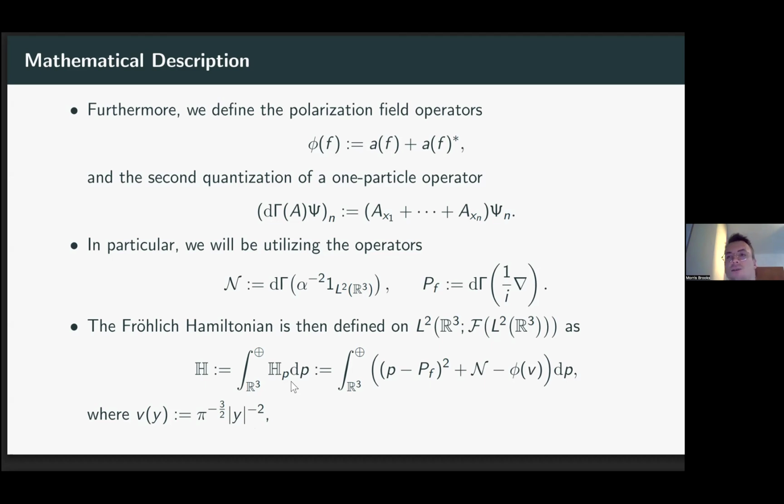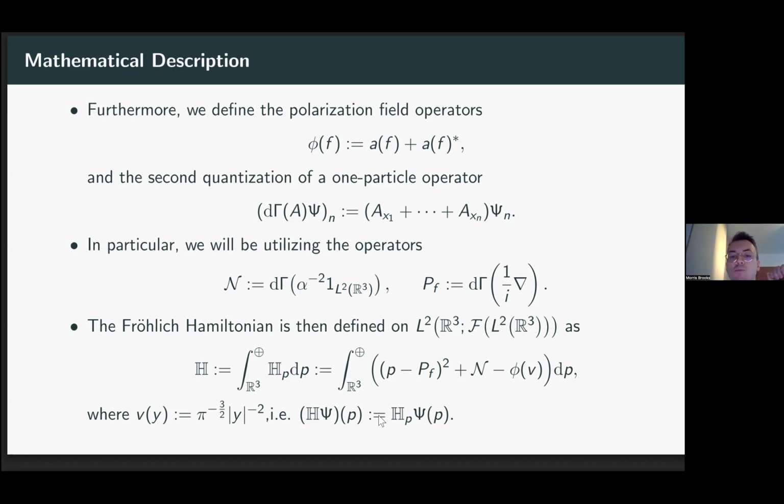Now, you have seen I've used this, let's call it fancy notation with the direct integral. This is just some twisted way to say that these operators H_p act pointwise. So what I mean with this is H applied to some Fock space valued function psi, evaluated at p, is just you evaluate psi at p and you act with this fiber operator H_p on this specific vector. Okay, this is the definition.